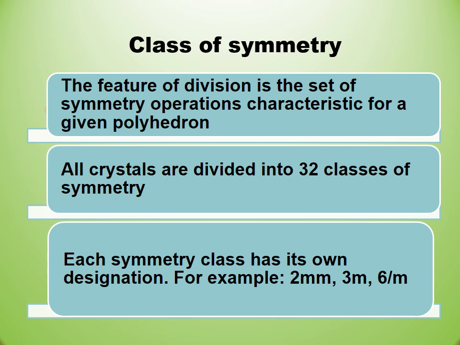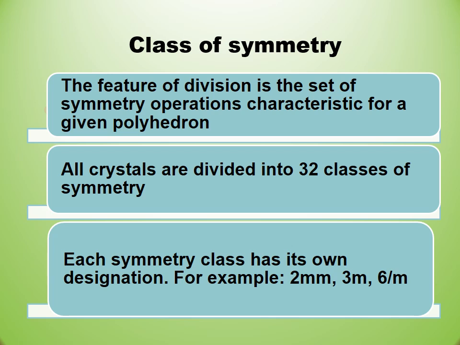The further division is the set of symmetry operations characteristic for a given polyhedron. All varieties of crystal symmetries of a polyhedron and their physical properties are described by 32 classes of symmetry. Each of the 32 classes of symmetry is denoted by a special character.